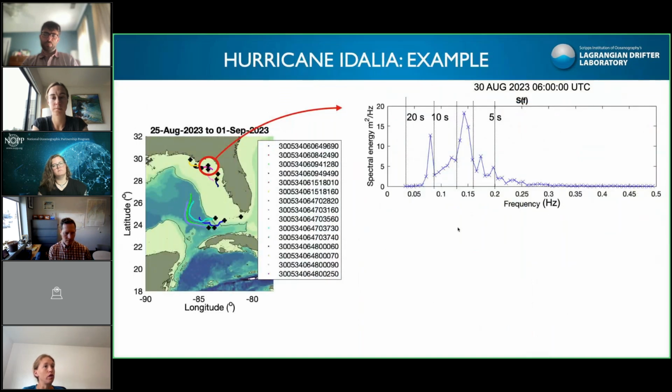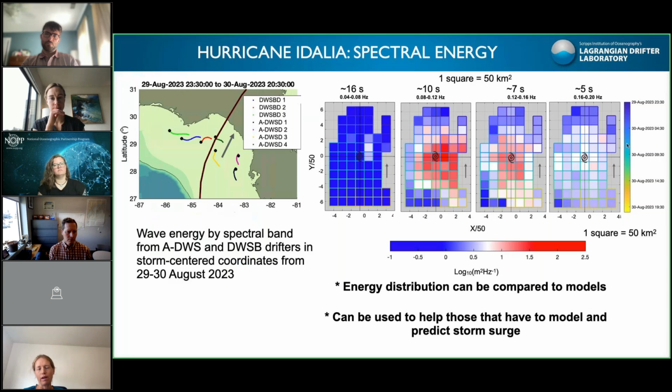So shown here is Hurricane Idalia. This is the actual frequency spectra from one of those drifters. I've written frequency down here, but if you're not a wave person, you might not necessarily think in those terms. So these are the 20-second waves, 10-second wave periods, 5-second waves, to give you an idea. Instead of making a map of significant wave height, we can put it in those bins to see where the wave energy really was and how it might be coupled with the wind in these different quadrants of the storm.